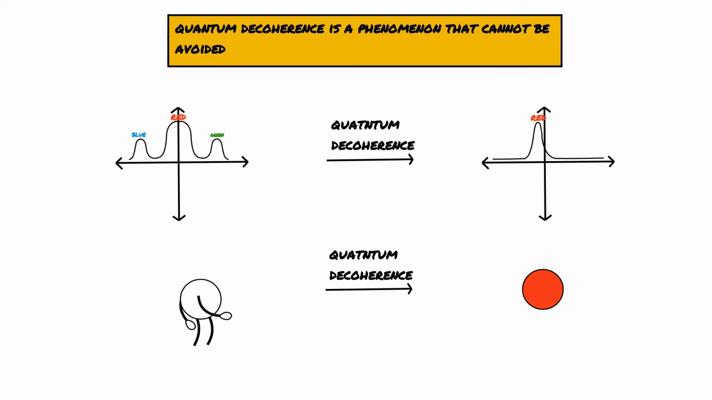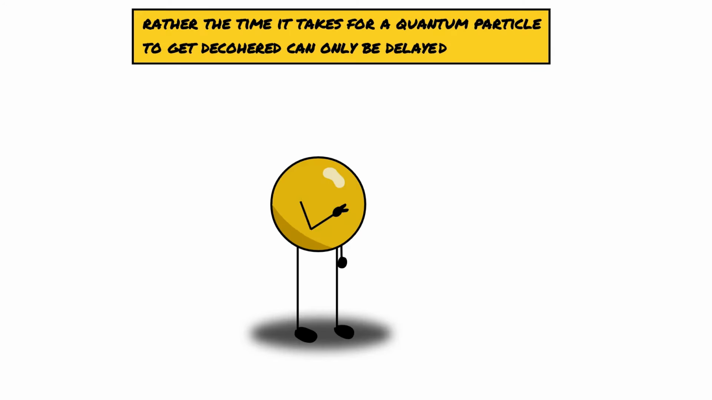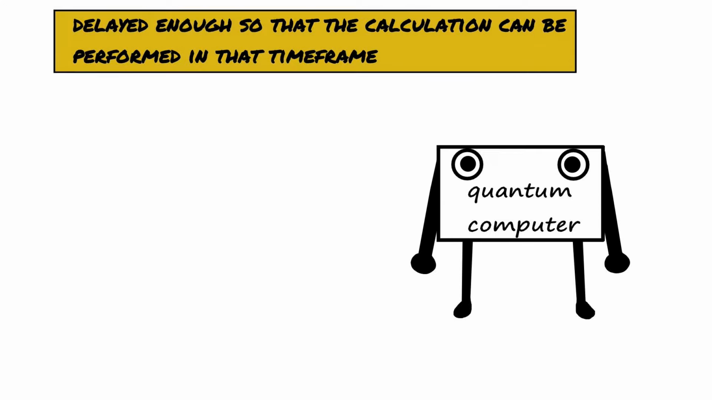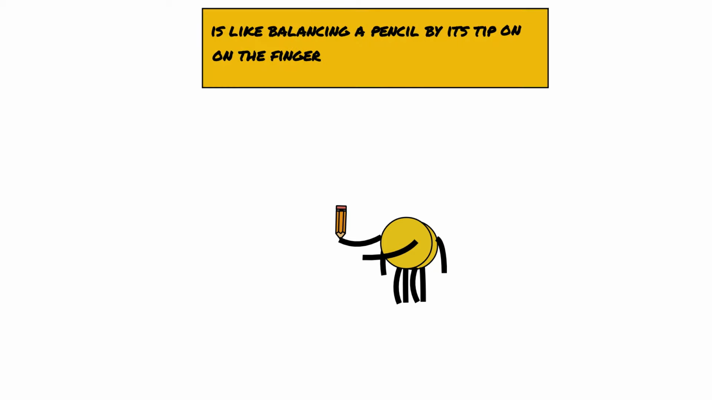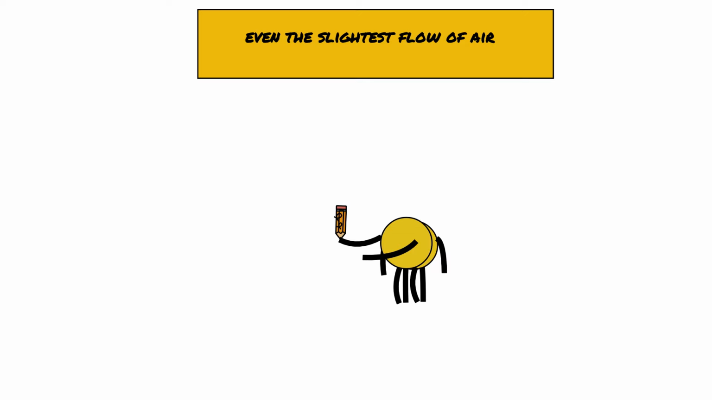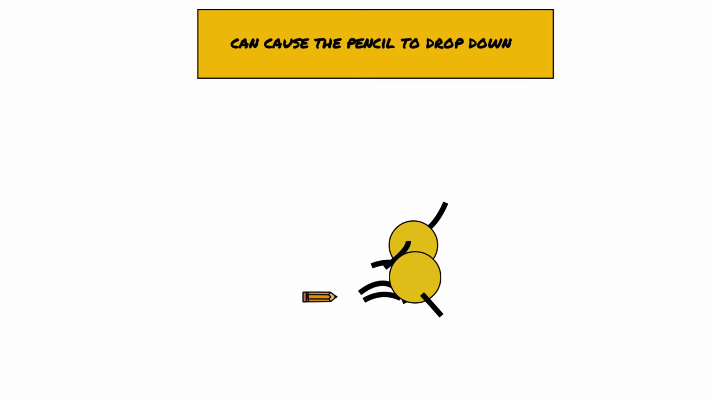Quantum decoherence is a phenomenon that cannot be avoided. Rather, the time it takes for a quantum particle to decohere can only be delayed enough so that the calculation can be performed in that time frame. But controlling the decoherence time is like balancing a pencil by its tip on the finger. Even the slightest flow of air can cause the pencil to drop down.